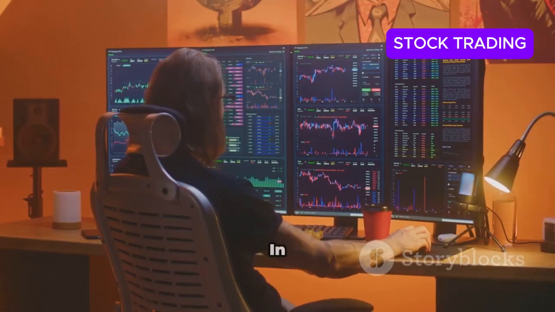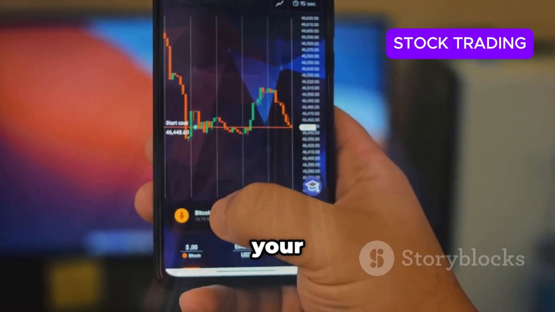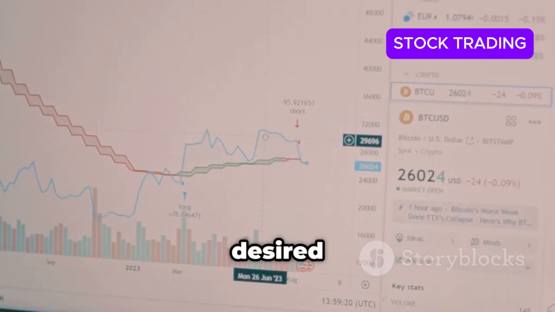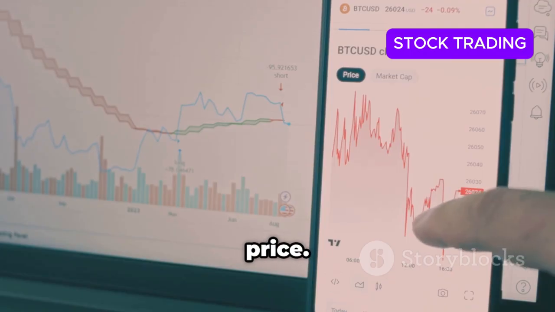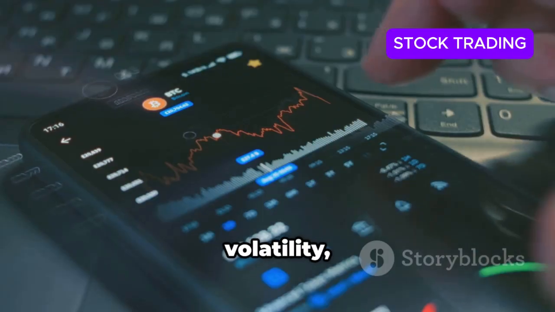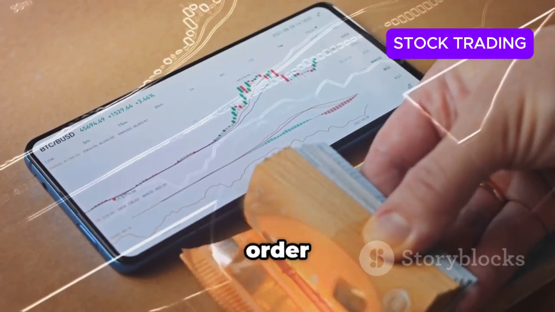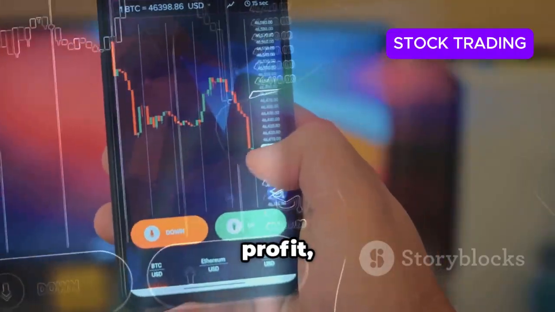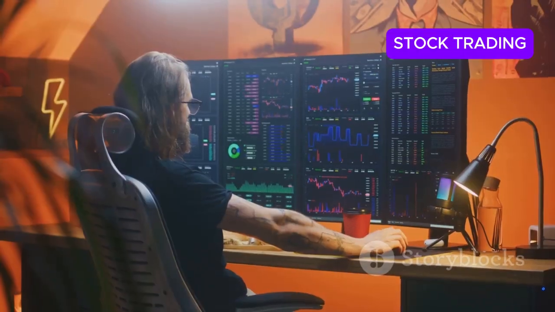Section 8. Cashing in. Selling on the second exchange. Once the cryptocurrency arrives in your wallet on the second exchange, you can sell it. Place a limit sell order at the desired price on the second exchange. This ensures you sell at the higher price. Be mindful of market volatility, as prices can fluctuate rapidly. After the sell order is filled, you've successfully completed the arbitrage trade. Your profit, minus the fees, will be reflected in your account balance.